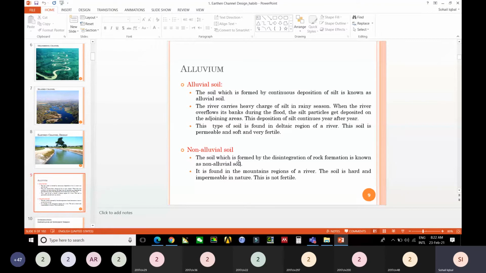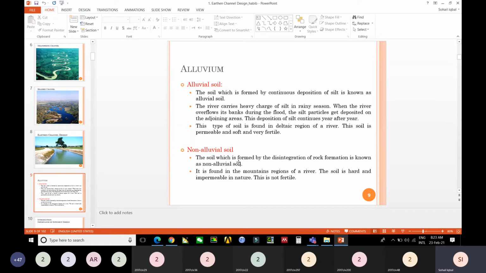Where the velocity reduces, these particles keep collecting. As they collect, the depth we achieve will be very fertile compared to other soil which is compacted. So from an agriculture point of view, alluvial soil is the most important for fertility. It has maximum productivity.